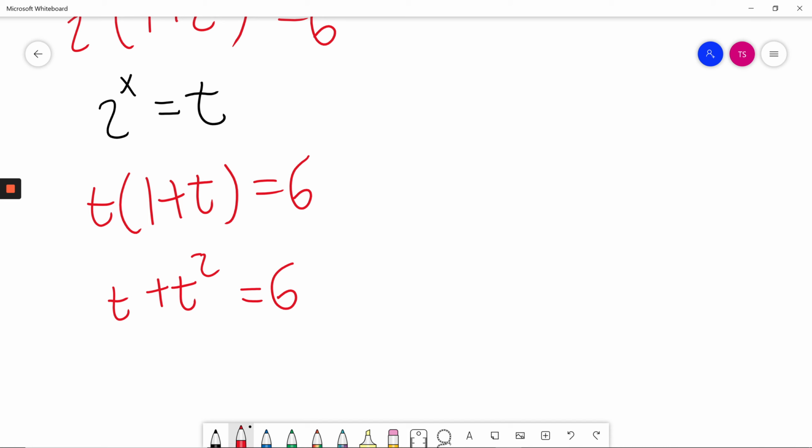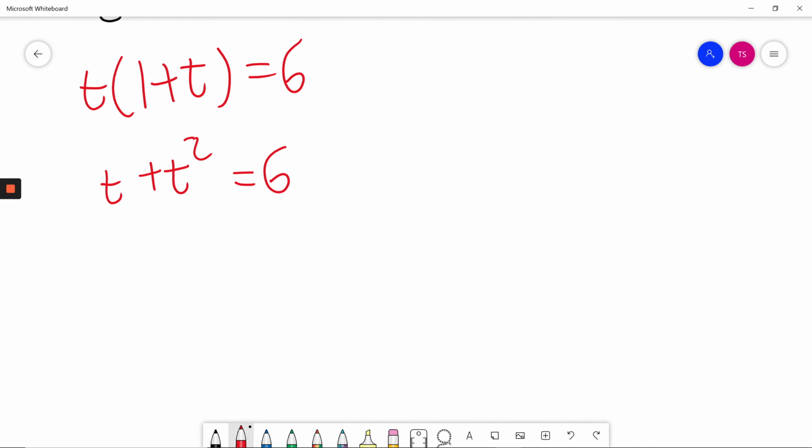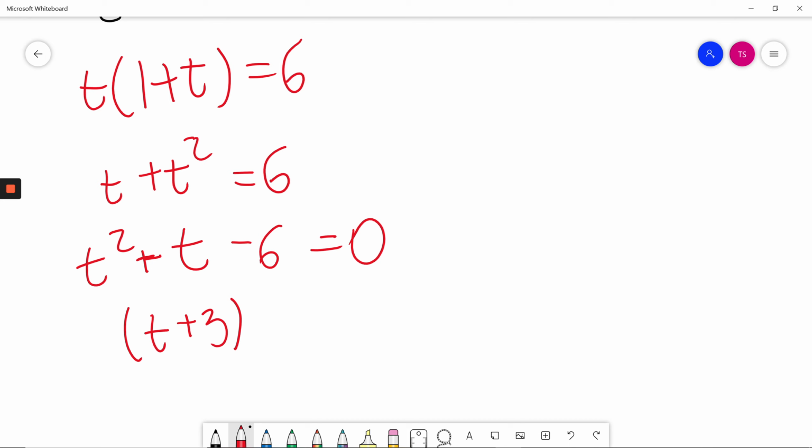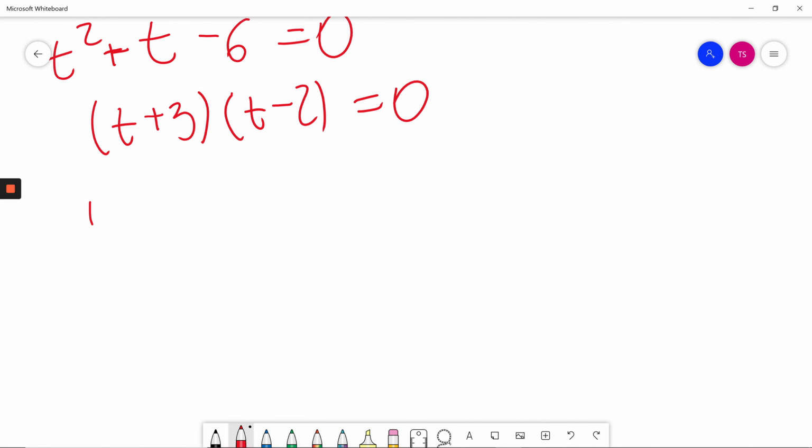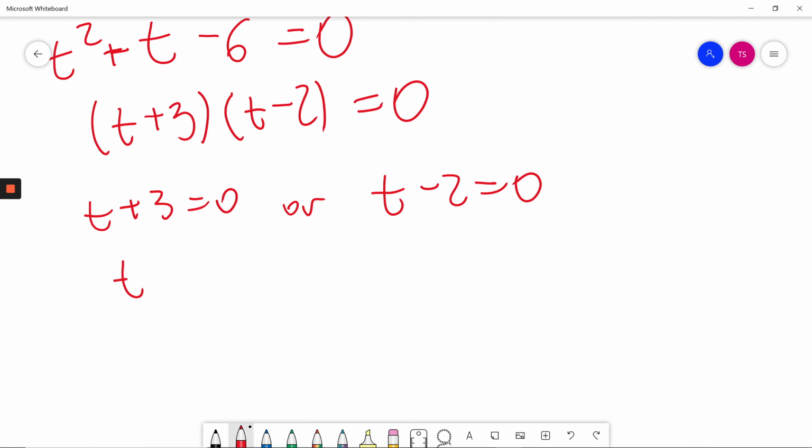I will subtract 6 on both sides at the moment. So this will become t squared plus t minus 6 equals to 0. Now I'll factorize this. T plus 3, t minus 2 will be equal to 0. So t plus 3 is equal to 0, or t minus 2 is equal to 0. T is equal to negative 3, or t is equal to 2.